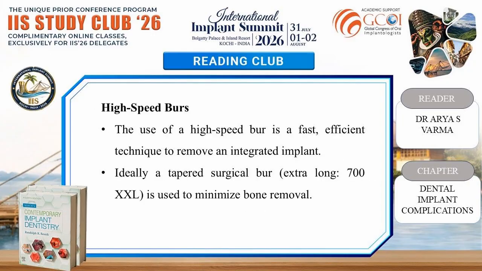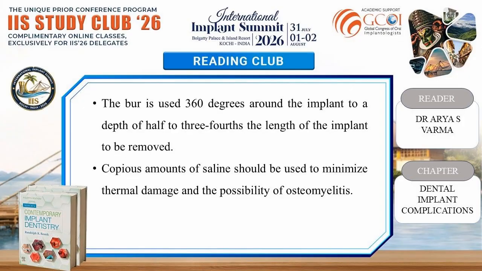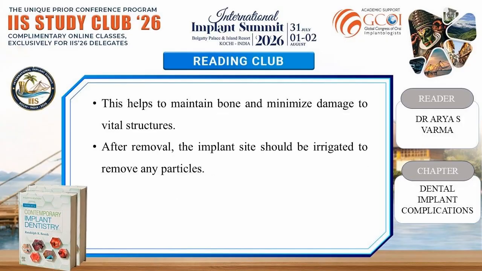High speed burrs. The use of a high speed burr is a fast, efficient technique to remove an integrated implant, ideally a tapered surgical burr. Extra long 700 XXL is used to minimize bone removal. The burr is used 360 degrees around the implant to a depth of half to 3/4 the length of the implant to be removed. A copious amount of saline should be used to minimize thermal damage and the possibility of osteomyelitis. This helps to maintain bone and minimize damage to vital structures.